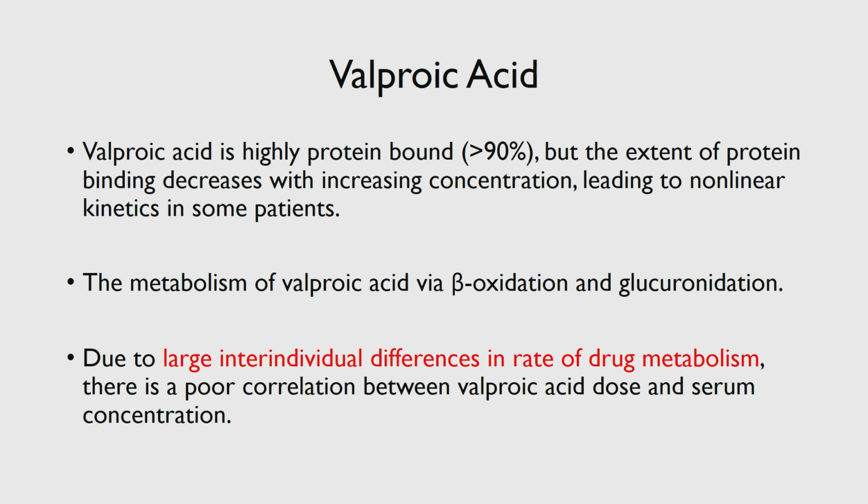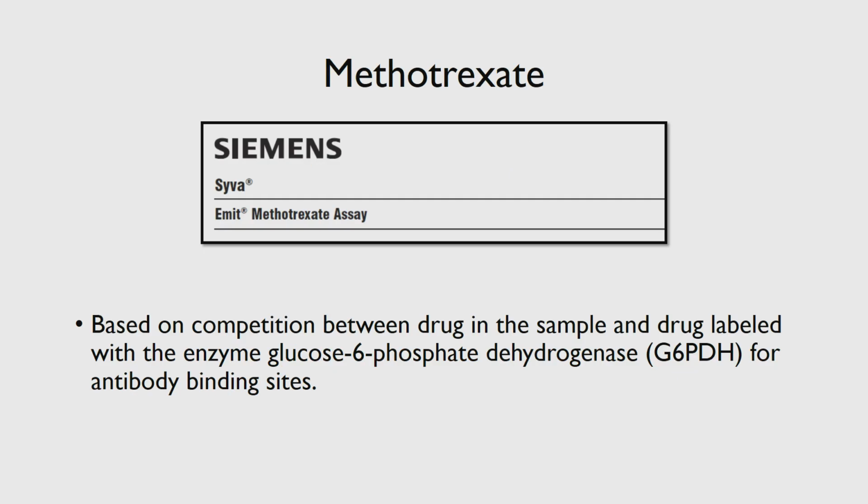Similar to phenytoin, valproic acid also has a 90% protein-bound fraction, but the extent of protein binding decreases with increasing concentration, again leading to non-linear kinetics in some patients. And here we have multiple enzymes which metabolize valproic acid via oxidation and glucuronidation, and there are large inter-individual differences in the rate of drug metabolism. And this brings in a poor correlation between the valproic acid dose and the serum concentration, and this again builds a very strong case for TDM of valproic acid in patients.